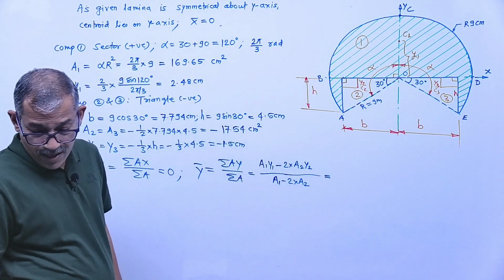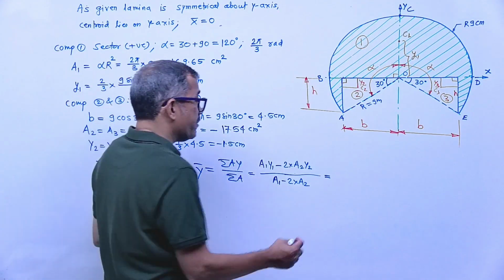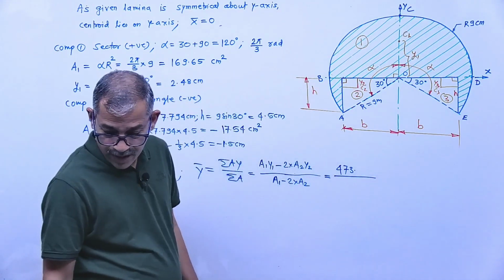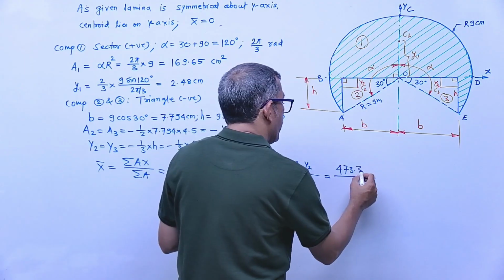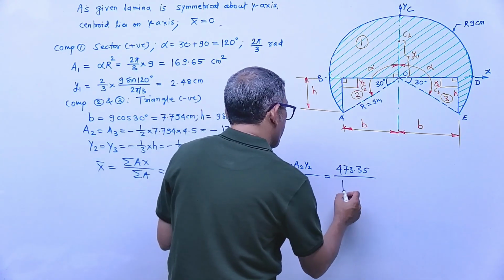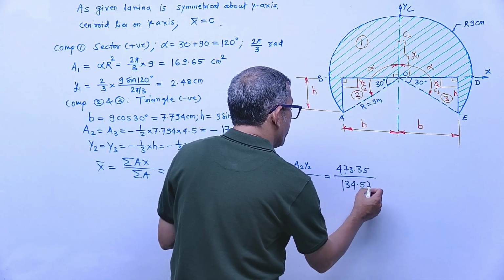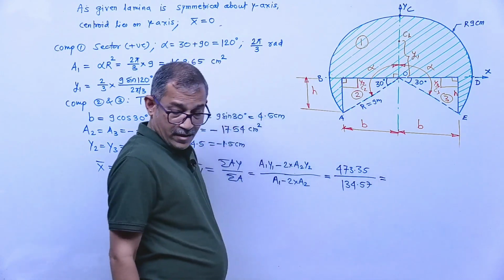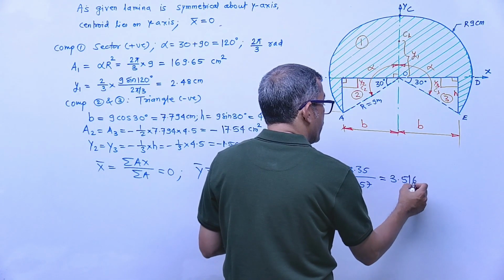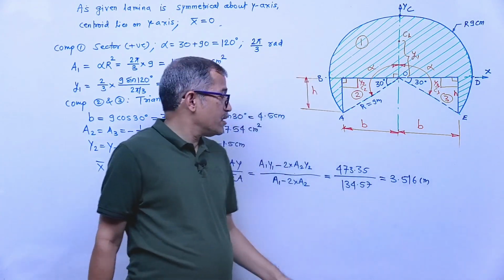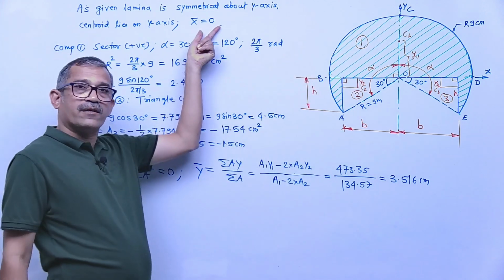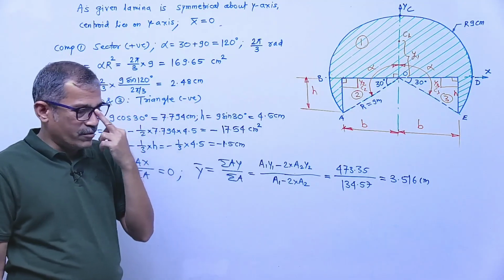Summation of ay comes out to be 473.35, as I already calculated, and the summation of area is 134.57. So this answer, y bar, comes out to be 3.516 centimeter. Clear. We took it twice because the area of both is the same and the y distance is also the same. So x bar is 0 and y bar is 3.516 centimeter.